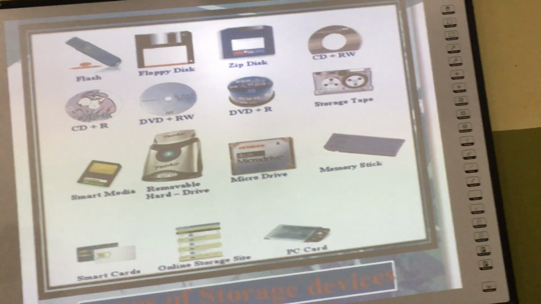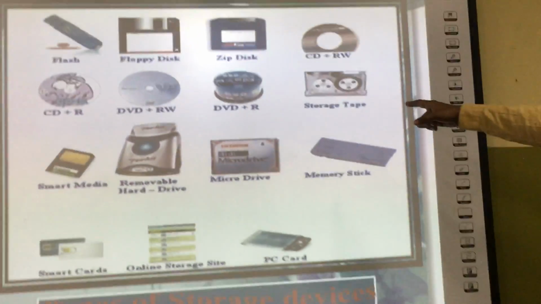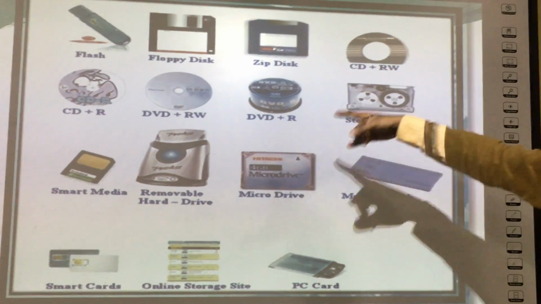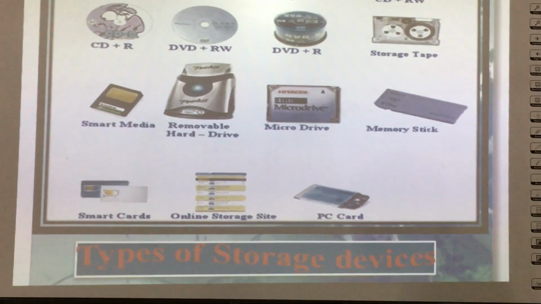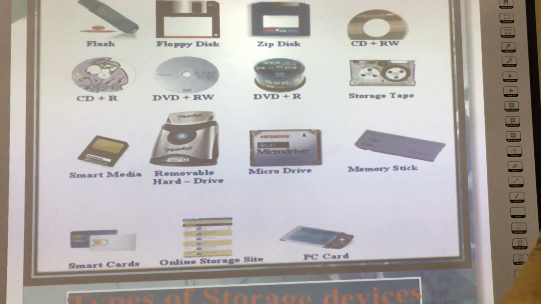Now, in today's generation we are using these types of storage devices: PC card, memory stick, storage tape, CD meaning compact disc, read and write, zip disc, DVD RW. These are all flash drives, meaning pen drives. We can utilize them.